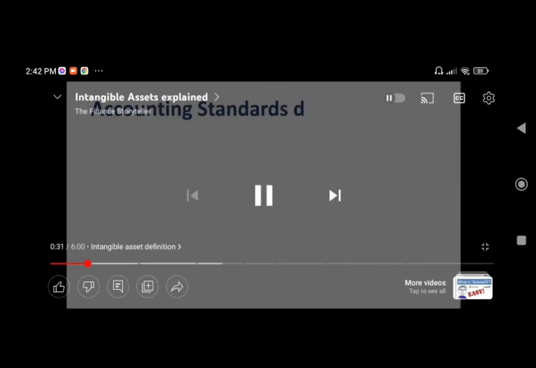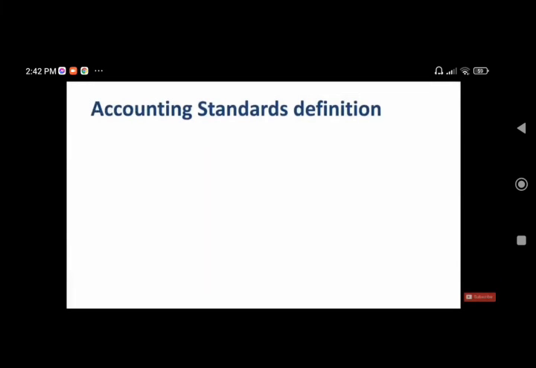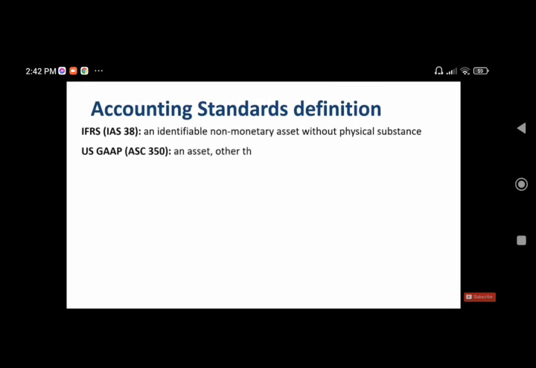International Financial Reporting Standards, or IFRS, an intangible asset is defined as an identifiable non-monetary asset without physical substance. In US GAAP, an intangible asset is defined as an asset other than a financial asset that lacks physical substance. The first common factor is a lack of physical substance. An intangible asset does not physically exist, unlike a tangible asset, such as a factory or a machine, which would be in property, plant and equipment.